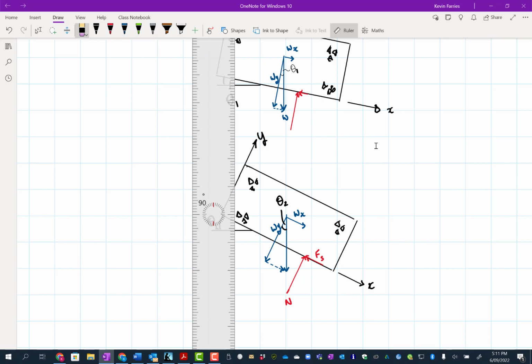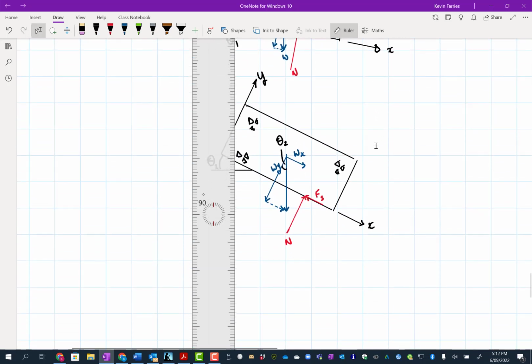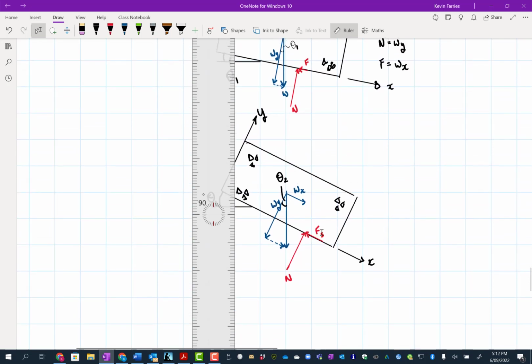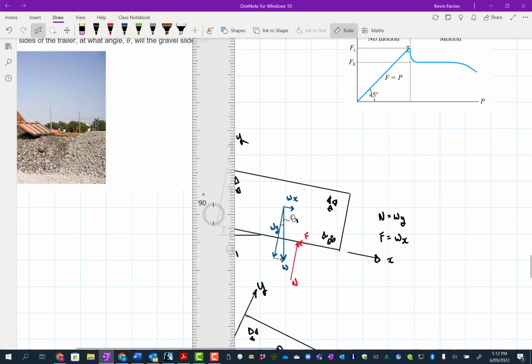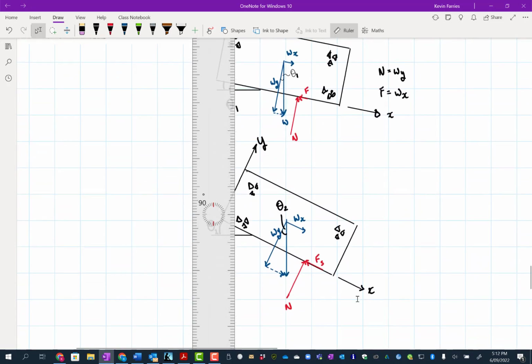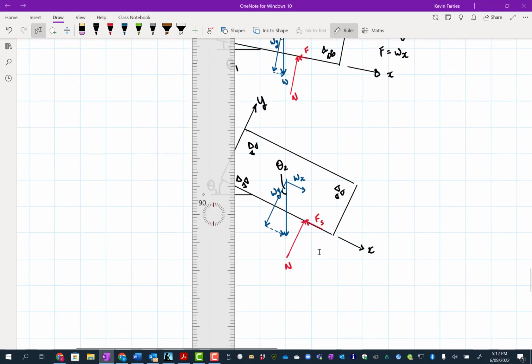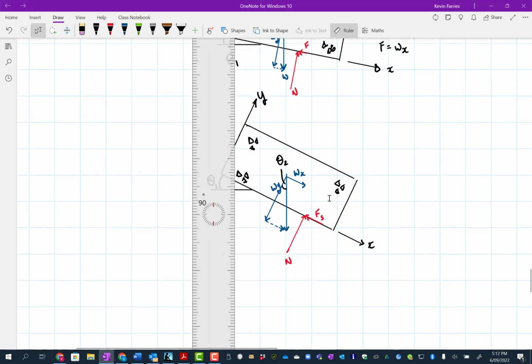And so this one here we haven't got to that limit yet, so this is just F, this is just N. But what we do know is that that normal force N is equal to Wy, and that frictional force F is equal to the X component of the weight. Similarly here, now what we're saying is θ2 has got up to the angle where this frictional force has reached its limit. So we're at this point on the diagram. And so at that point, this frictional force is now called the static friction, Fs. The normal force is equal to Wy.